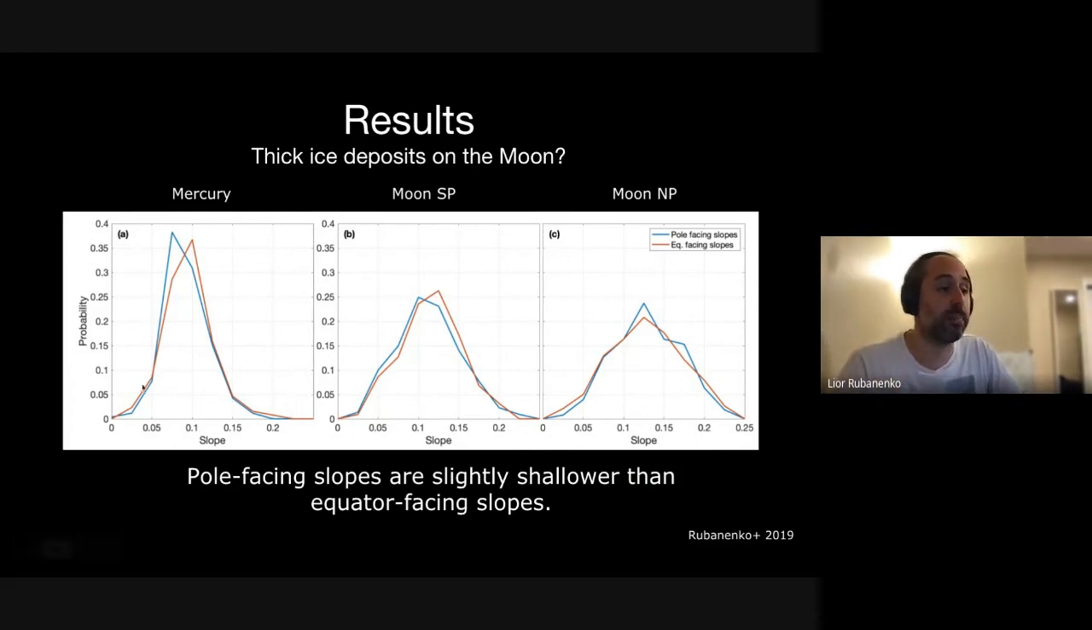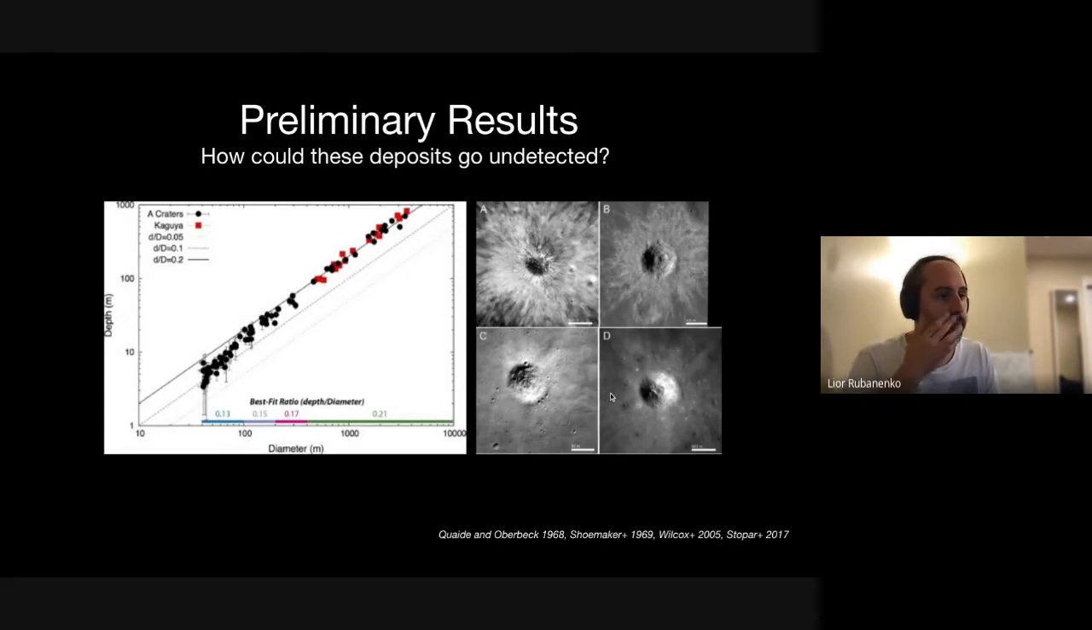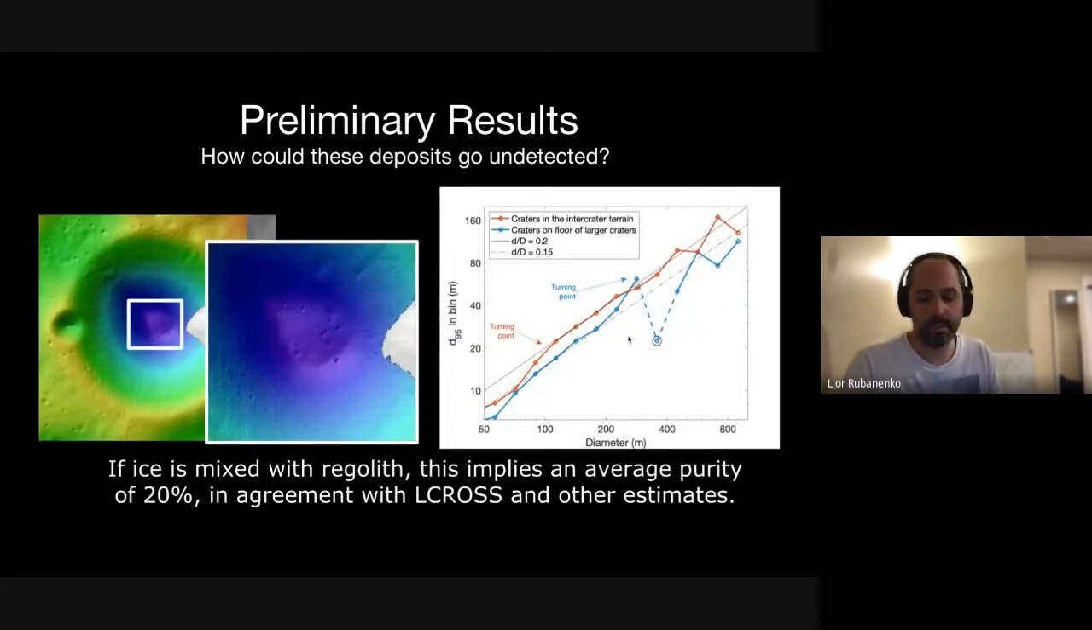And again, we can compare the pole-facing versus equator-facing slopes on the moon, and we again find that the pole-facing slopes are slightly shallower relative to the equator-facing slopes. Another interesting exercise would be to try and correlate the presence of surface ice that was indicated by the paper I showed you before, the Lee paper from 2018. And we do see that craters with more surface ice in them tend to be shallower, tend to have a lower depth to diameter, which may be telling of some connection between the subsurface ice that's buried inside those craters and invisible to radar, and those surface deposits that we see by those instruments. And I'm not really going to talk about that.